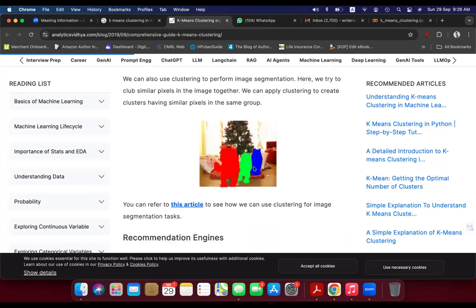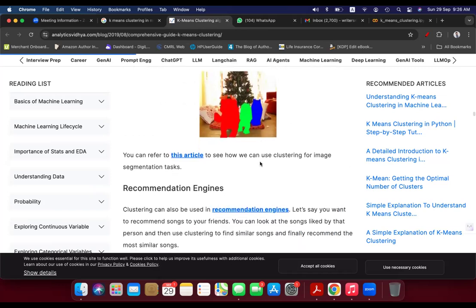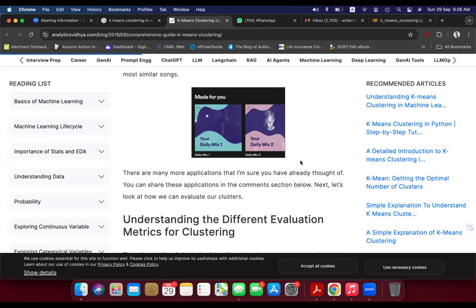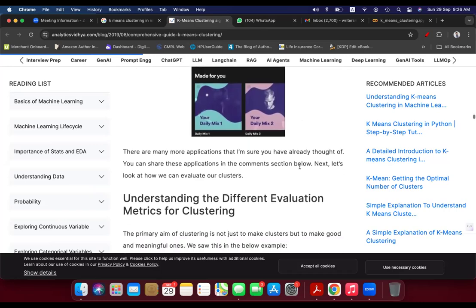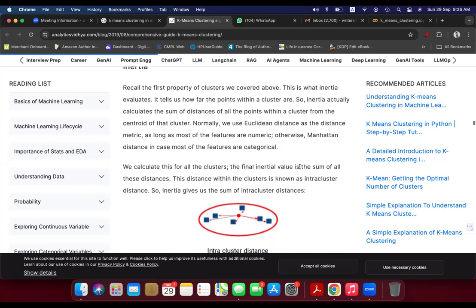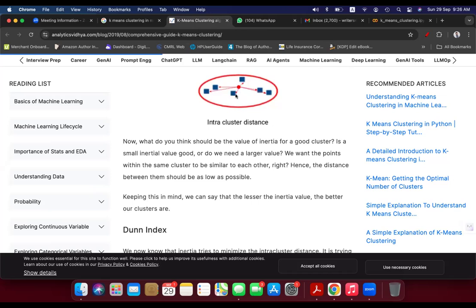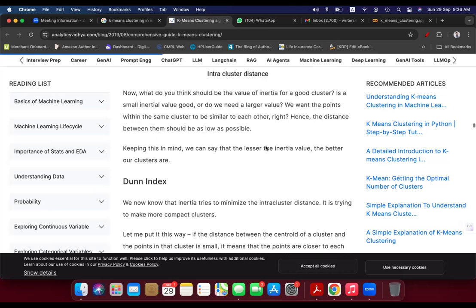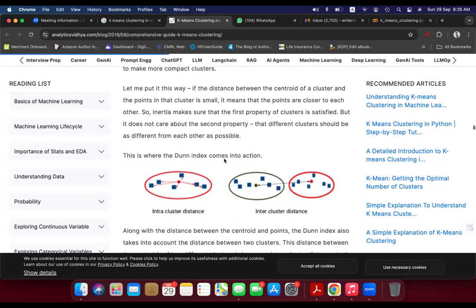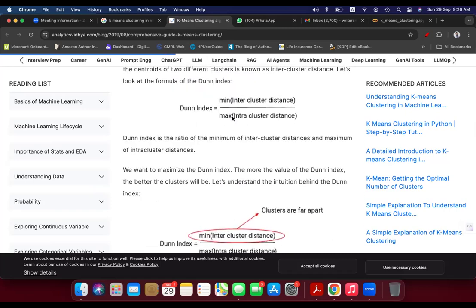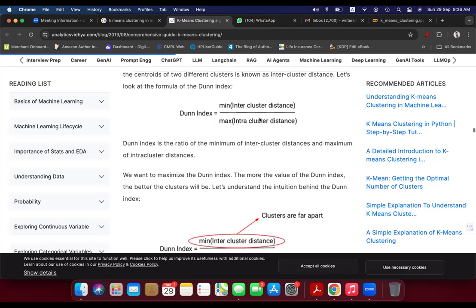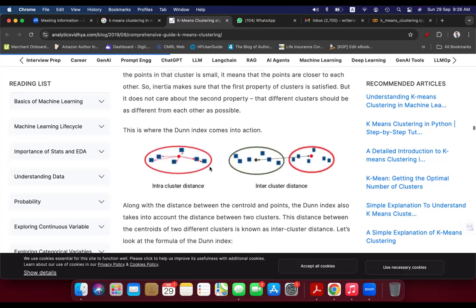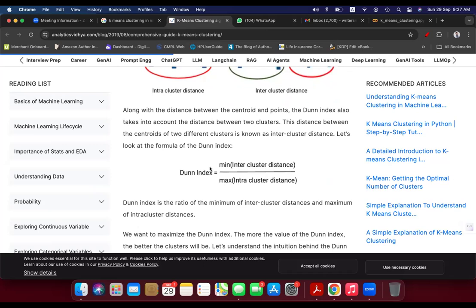So these are all clustering uses in real time, for computer vision techniques. These are all some of the methodologies: inertia, based on the intra-cluster distance. That is also the Dunn index. The minimum inter-cluster distance over the maximum intra-cluster distance is called the Dunn index. It is to be maximized. This kind of methodology we never go in depth on.